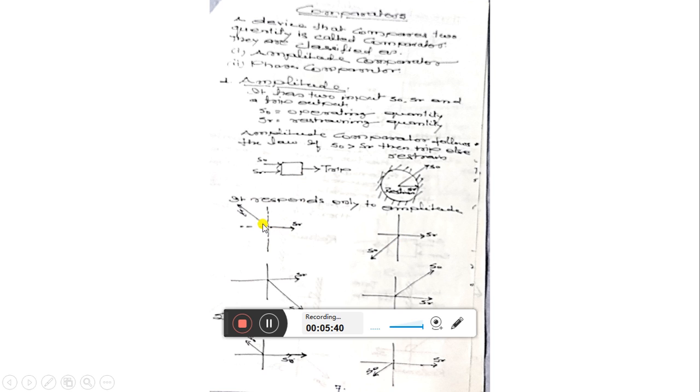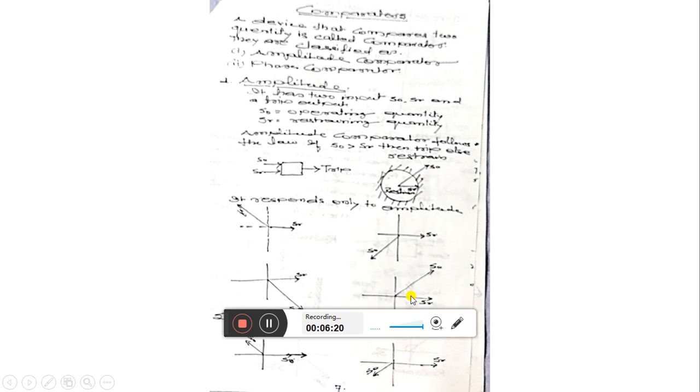Similarly, in this position, if this SO vector moves to this coordinate, here also we see that the SO magnitude or amplitude is greater than SR. So here also the amplitude will compare and it will give the trip command. Similarly, if this operating vector moves to this coordinate, here also it compares that SO is greater than SR, so here also it will give the trip command.